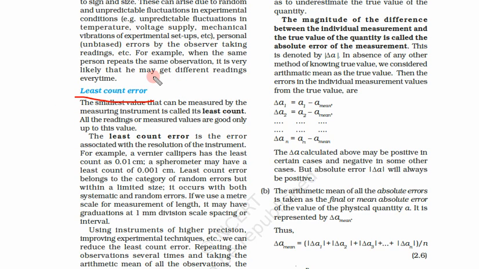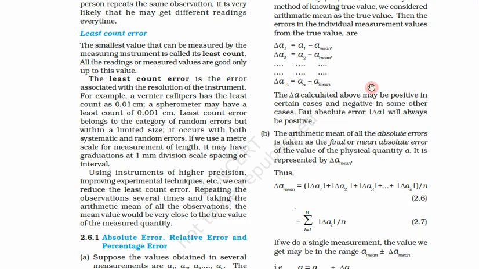Least count error is generally a type of random error, but it could also be a systematic error. So we have to keep in mind this least count error, and by using a more precise instrument, instead of using a meter scale, if you use vernier calipers, then we can reduce this error.